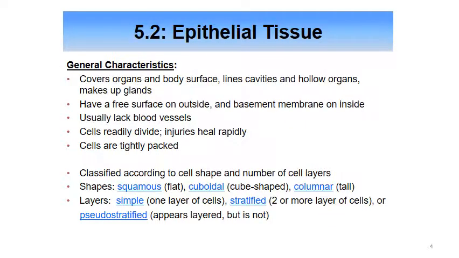Okay, so now we're going to start with the epithelial tissue. Epithelial tissue just acts as covering for our body. It lines our cavities. You'll see it in many organs. And so in lab, we've been talking about how the squamous means a flat cell, cuboidal is cube-shaped, columnar tall. And for the layers, simple means one layer of cells, stratified more than one. Pseudostratified was the fake one, and this appears layered, but it's not.